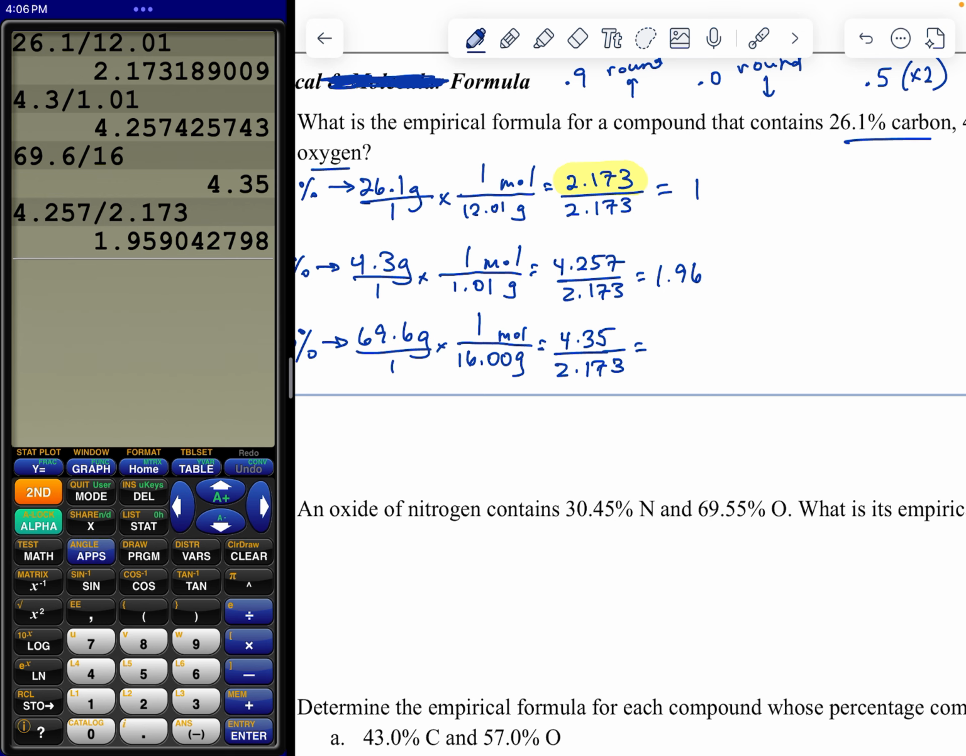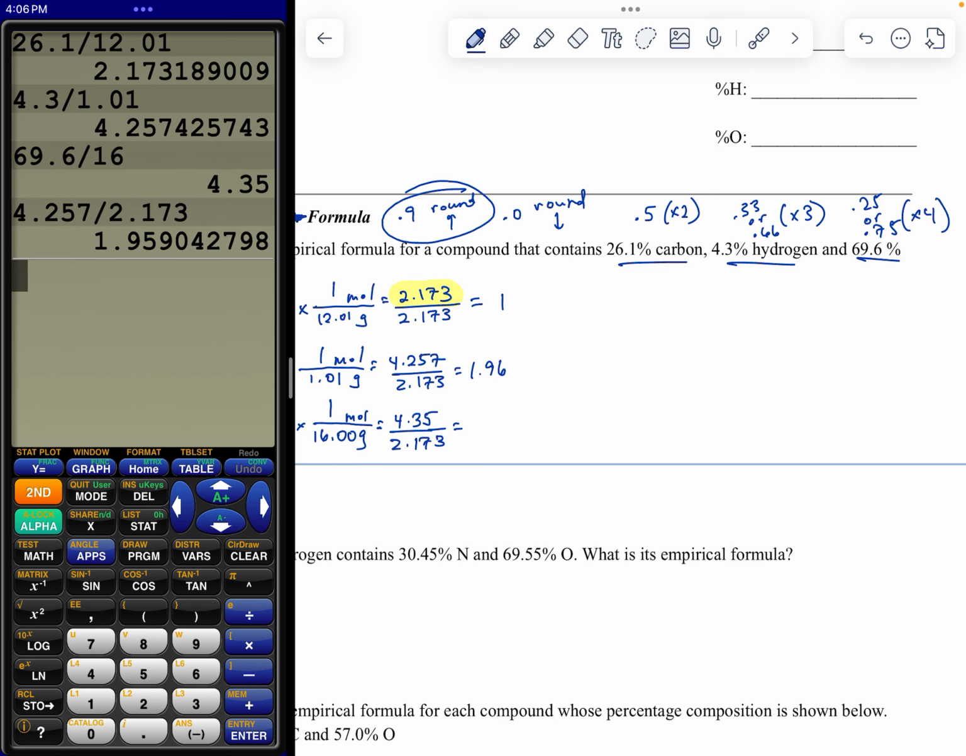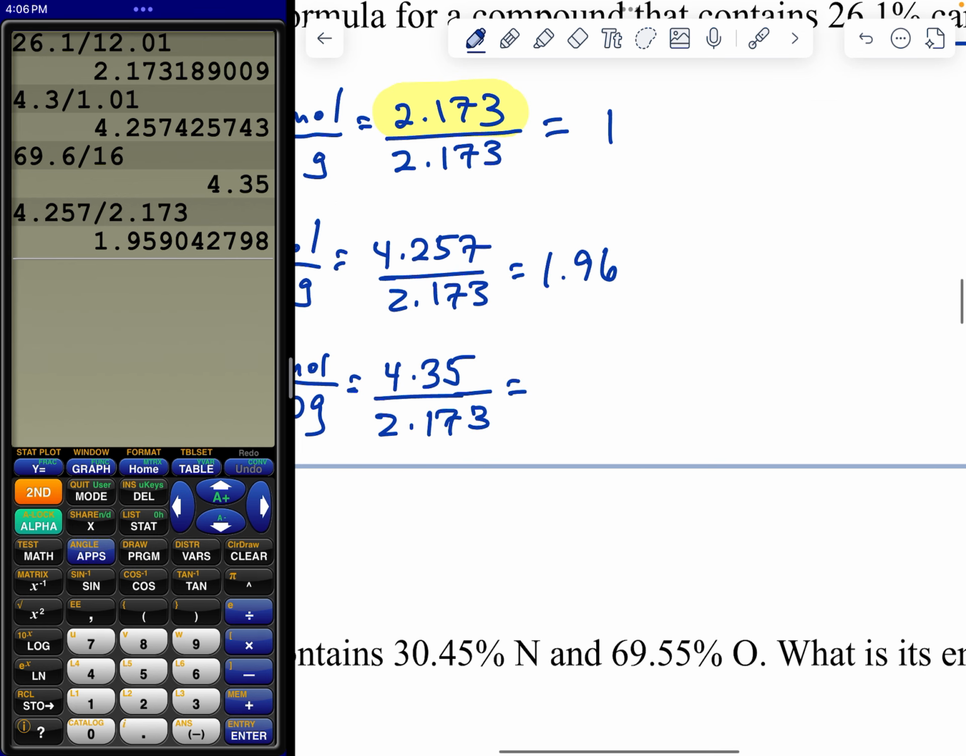Now you'll see that 1.96, that is close enough, right? If we look at our thresholds up here, those decimals, if we're like at 0.9, we can just round up to the nearest whole number upward, which is 2. And then we have 4.35 divided by 2.173. Then we get like 2.00, which of course, 0.0, you just round down to the nearest whole number and you end up with 2. All right, so we didn't have to worry about any of these other multipliers because all of our ratios here, this one, and this one, we're able to work out pretty nicely.